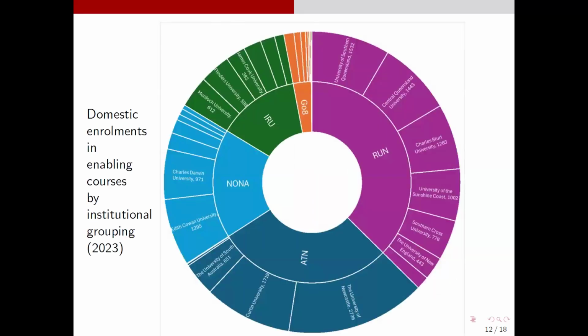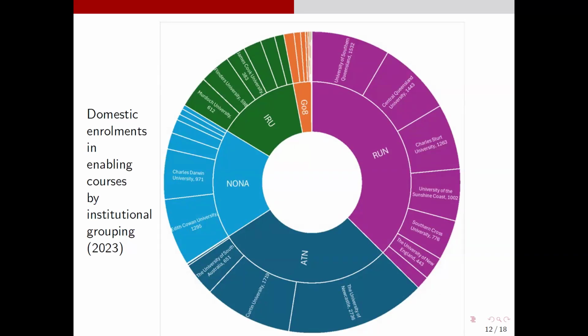I think this picture is really quite interesting. Now, this is good data. This is from the government website. It's 2023 data on enabling students. This is what was funded by the government. They make this data public. So this is funding in 2023 of enabling courses. Now, the Group of 8 is that tiny little slice up the top. Very few students do enabling courses at the Group of 8. And I think that shows maybe it's not big for them.